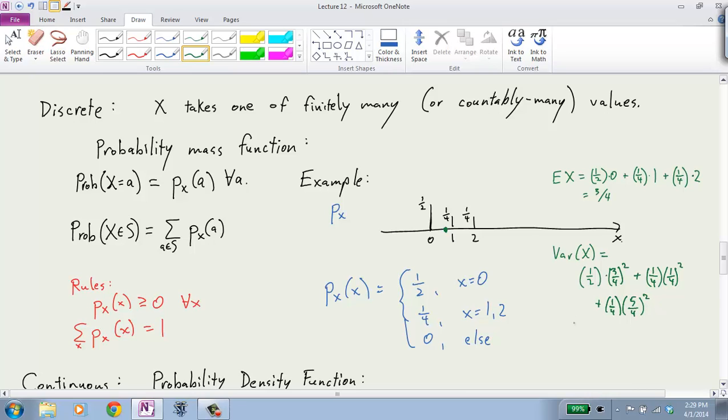Okay, I haven't worked this out yet. Does someone want to do this? We get 18 over 64 plus 1 over 64 plus 25. Is this correct? If I make a mistake, please correct me.